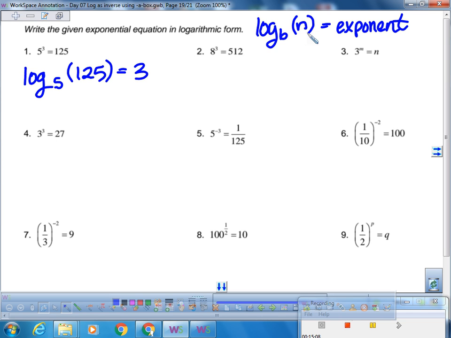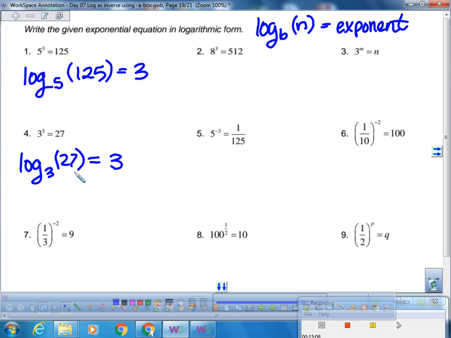I'm going to do this one. So I'm going to write my base, my base is 3. So log base 3, and I write my equal sign. This is my exponent, so my exponent goes here. Parentheses 27. 3 cubed is 27. And I always go back and make sure I did it right. 5 cubed is 125.